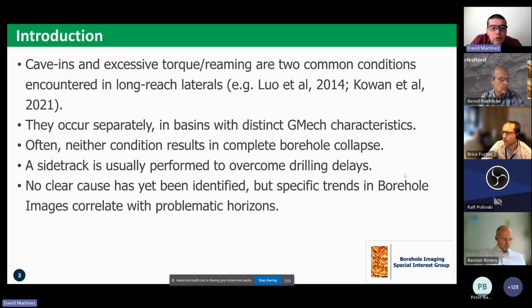One thing that they do have in common is that often you can keep drilling because it doesn't necessarily result in a complete borehole collapse. However, a sidetrack is usually performed, but it's mostly to overcome the drilling delays. It's not because you lost the hole or you got completely stuck, but it's just a way to overcome the delays. So far, there is not a smoking gun on why they might be happening, but I think you can find specific trends in borehole images.